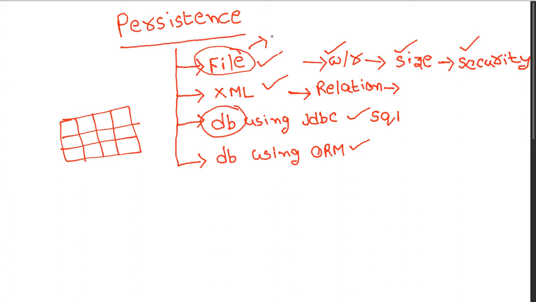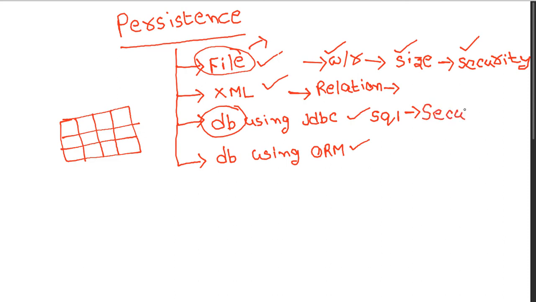One more advantage of the database is that there is no limit. You can save the data up to 1 lakh rows, 1 crore rows, unlimited. If you increase your hard disk, you can also increase the database size. But with files, there is nothing like that. That is a disadvantage in the file system. One more advantage of the database is that security is available.